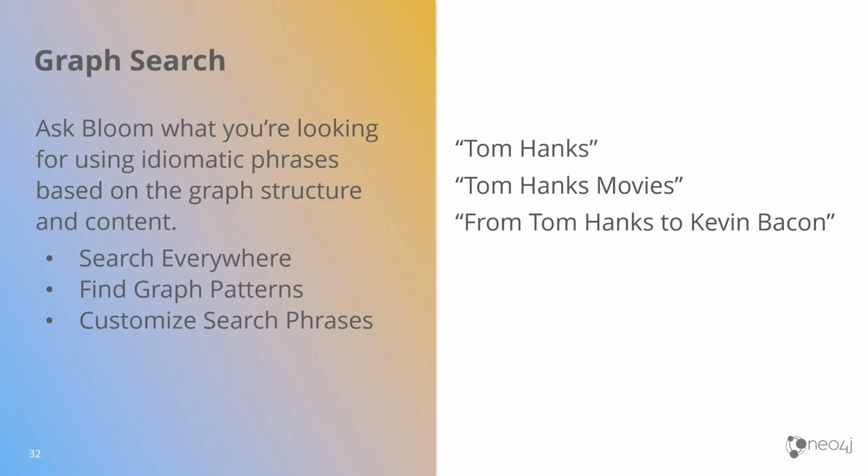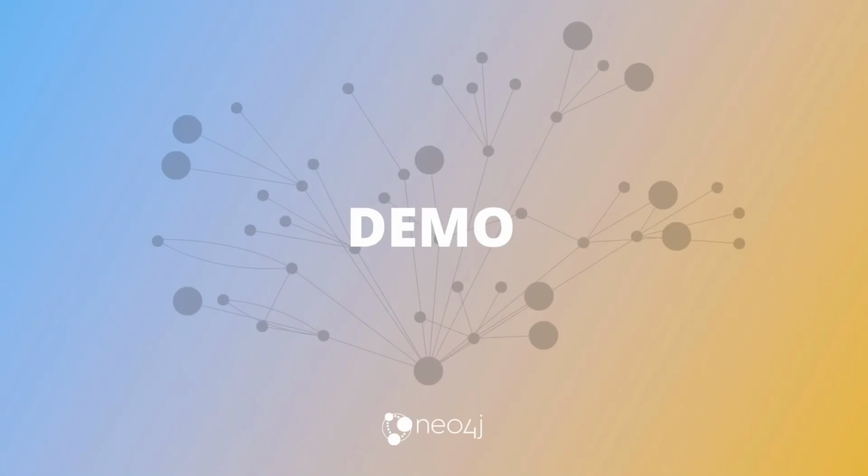But each of these are just the fundamentals of the way that Bloom would be interpreting this kind of search phrase, right? It would look for nodes named Tom Hanks, which is likely to be a movie star attached to movies, right? And then look for movies that have both Tom Hanks and Kevin Bacon in them. And that's how I'm going to get from Tom Hanks to Kevin Bacon.